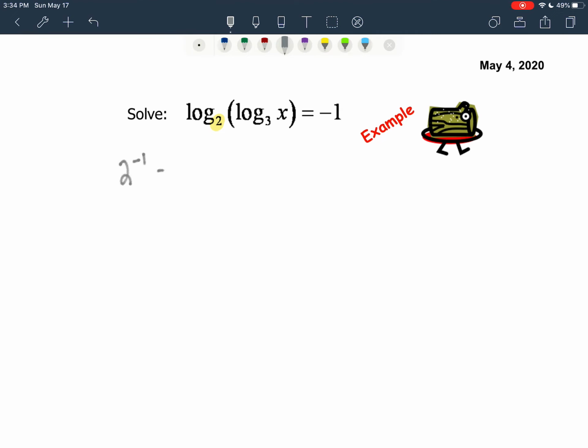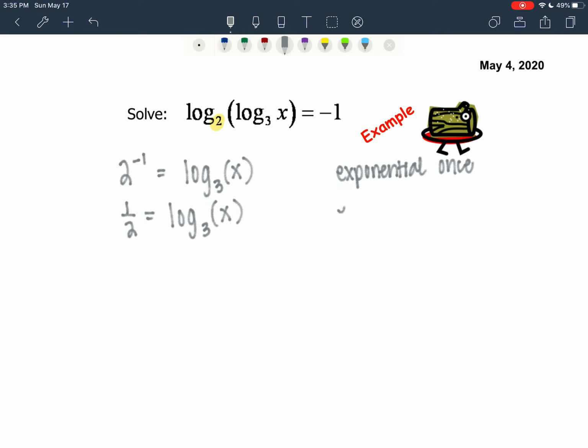2 to the negative 1 is equal to log base 3 of x. Well, 2 to the negative 1 is 1/2. 1/2 is equal to log base 3 of x. Now we're going to write in exponential form again. So we write in exponential form once, and then exponential form a second time.